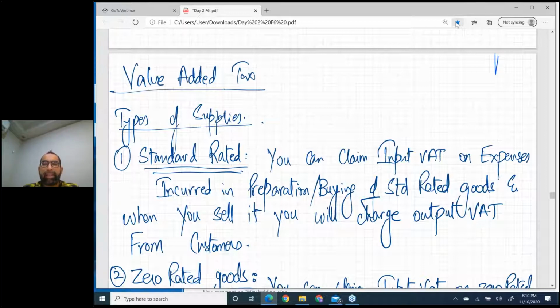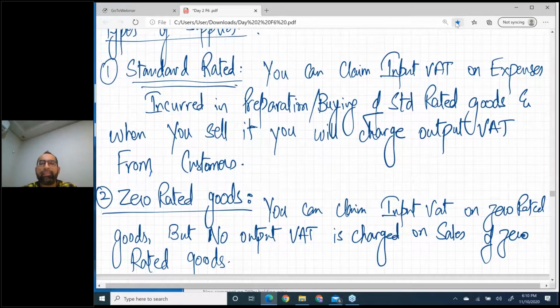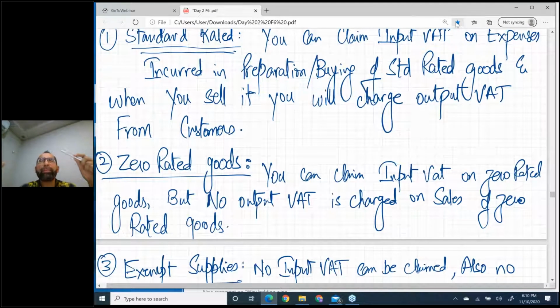Now the second type of goods and services is zero rated. What do you mean by zero rated? Please be active, my dear students, look at me. Let us say the government stamped this pen as zero rated goods. Whatever expenses you incur, or inventory you buy, in making this zero rated good, and you paid VAT, you can easily claim input VAT for the preparation of zero rated goods.